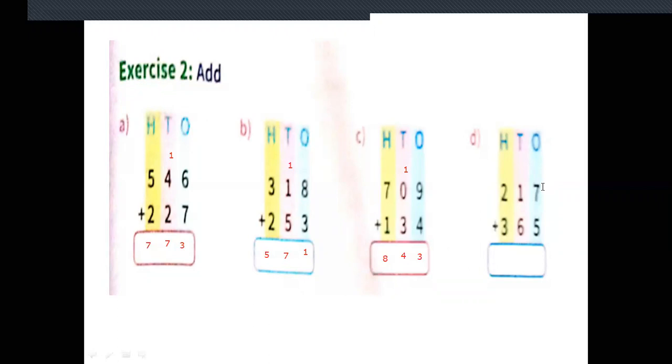Okay, next sum. Ones place: 7 plus 5 is 12. In 12, 2 is in the ones place and 1 is in the tens place. You are carrying over 1 to the tens place. 1 plus 1 is 2, 2 plus 6 is 8. So in the tens place, 8 will be the answer. Next, 2 plus 3 is 5. So when you add 217 plus 365, the answer will be 582.